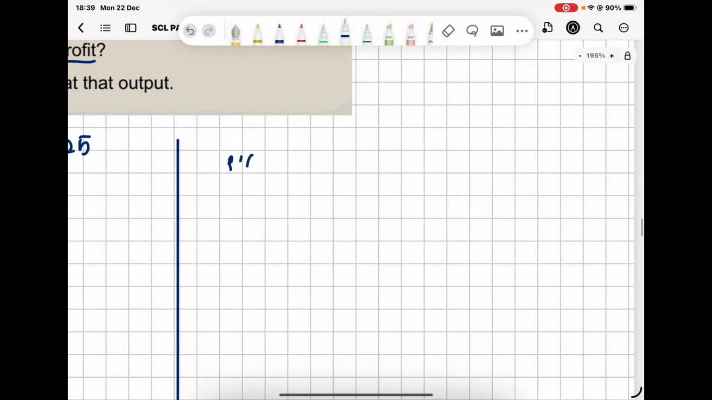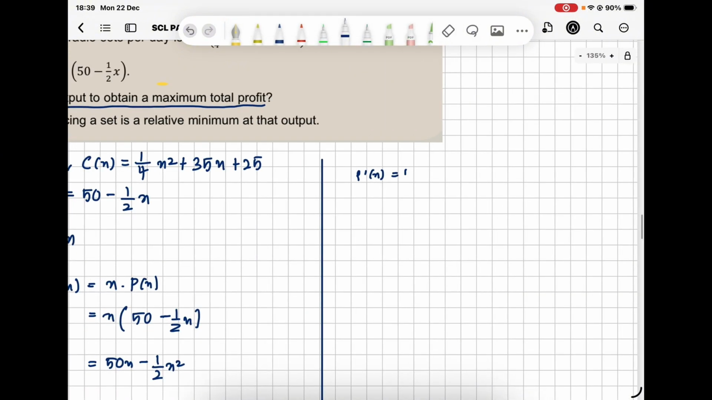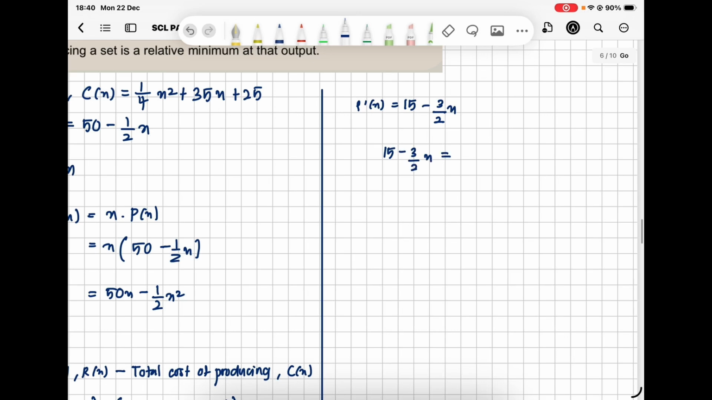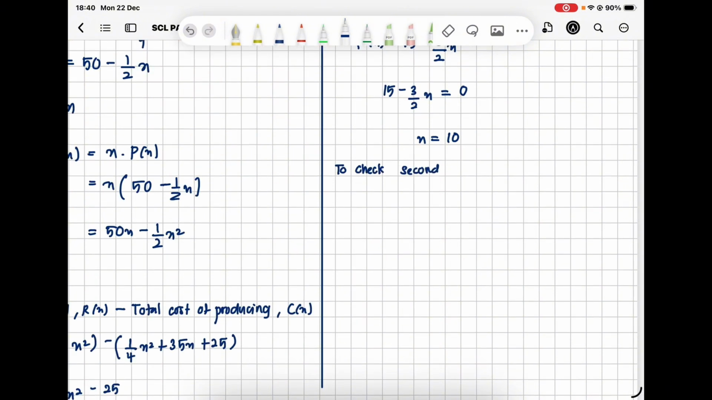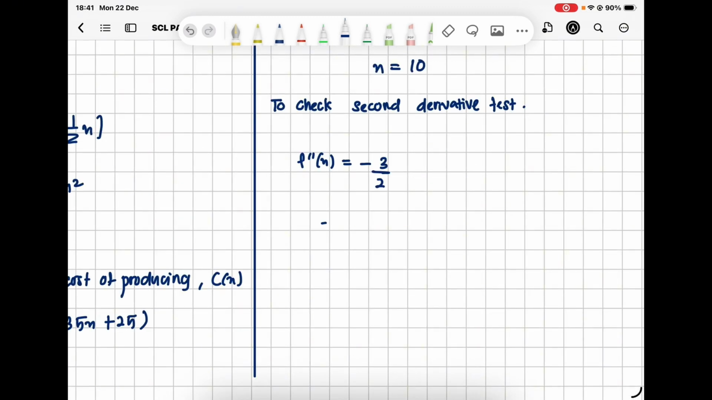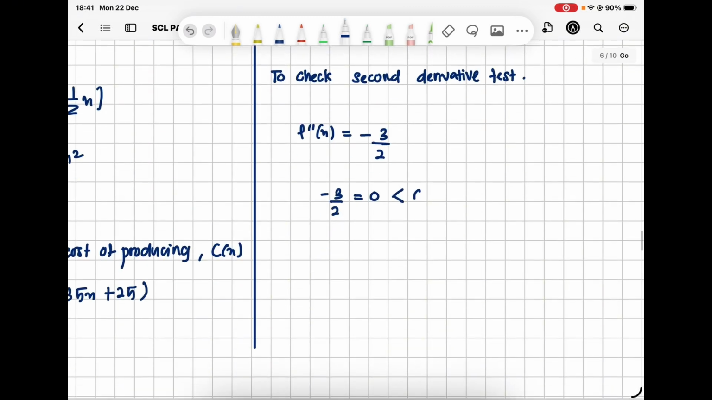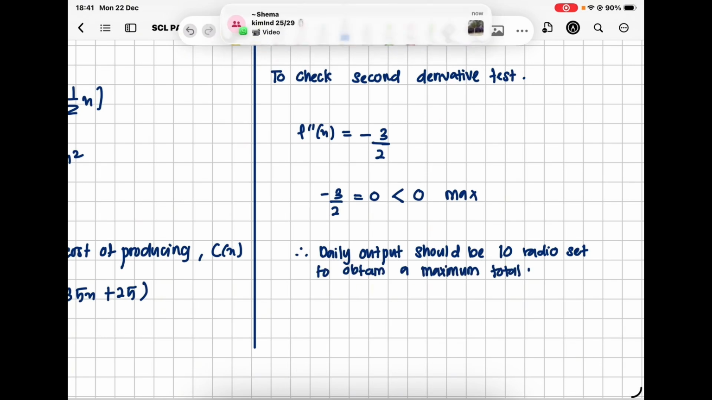To find the x, we need to do a first derivative test, which is we get 15 minus 3 over 2x. To find the x, we have to equal it to 0. We get x equal to 10. To check whether x is maximum, we have to do a second derivative test, and we get negative 3 over 2. Negative 3 over 2 is less than 0, therefore it's a maximum. Therefore, daily output should be 10 radio sets to obtain a maximum total profit.